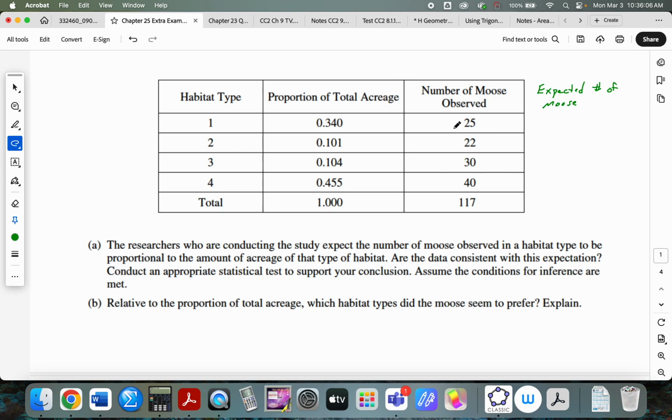So for the TI, you would enter this into L1, and then in L2, you would do 0.340 times 117. Mr. Davis, wasn't there a way we could plug it in and then it would give us the expected values? It's not going to give you the expected values. You're going to have to type 0.340 times 117. Wait, what if you don't get a whole number? We're absolutely happy with non-whole numbers.